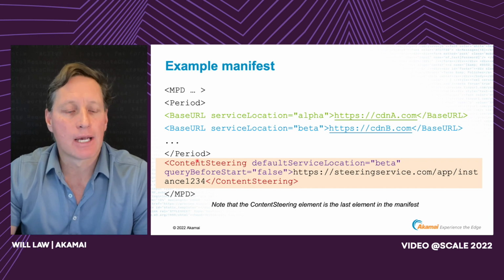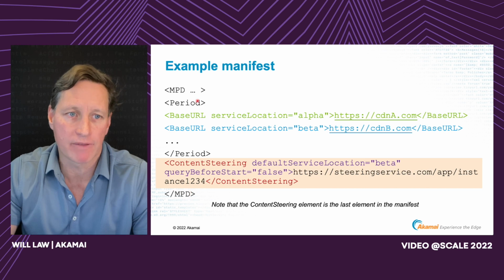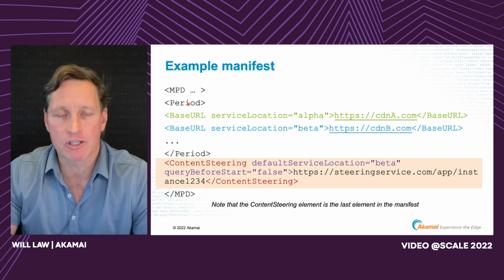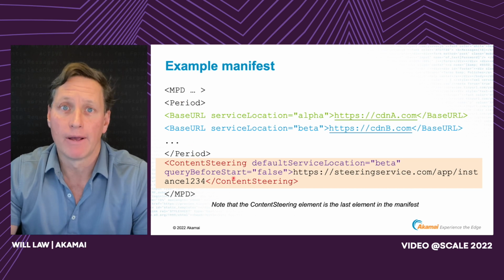Also note that this content steering element must be the last element in the MPD. This is because of the priority with which Dash manifests are parsed and interpreted. Periods are sequential based upon their position in the manifest. So put the content steering element right at the end.